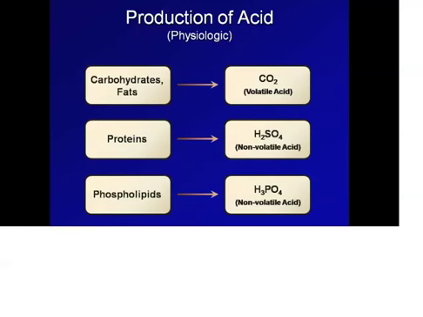These acids are created in much smaller amounts than that of carbon dioxide from the metabolism of carbohydrates and fats. However, because both sulfuric and phosphoric acid are non-volatile acids, they can't be eliminated from the body via the lungs and require a significantly more complicated mechanism in the kidneys for their elimination.